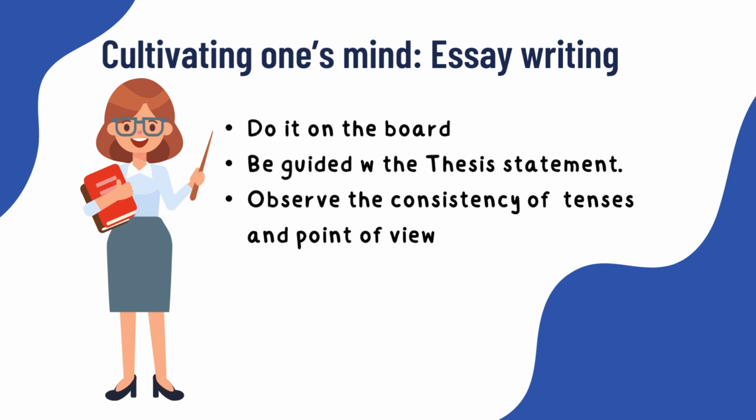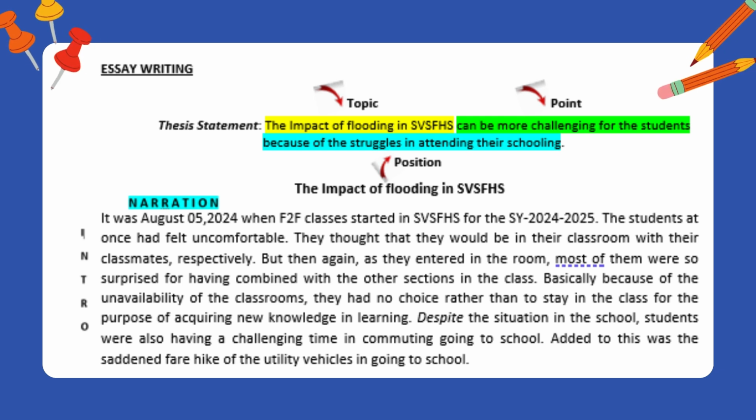Observing the consistency of tenses, where the tenses of the verb are basically consistent, and the point of view, or the persona who's going to talk here: the first person, the second person, or the third person. Now let's try to see the sample as given. So this is an example of essay writing and our topic is all about flooding. And then it was particularized: the impact of flooding in SBSF, and the point of the writer can be more challenging for the students, and then the position, because of the struggles in attending their schooling.